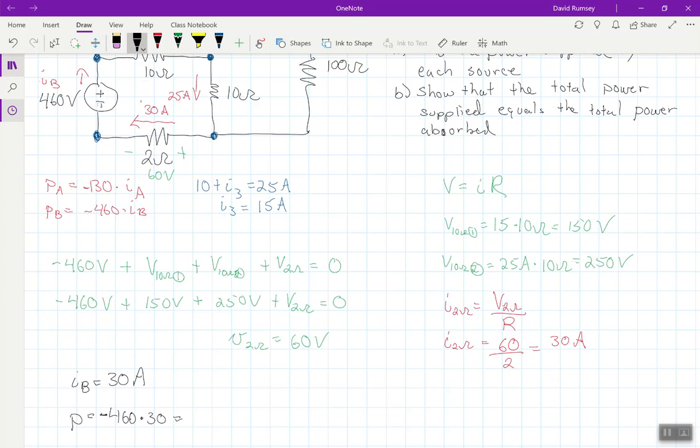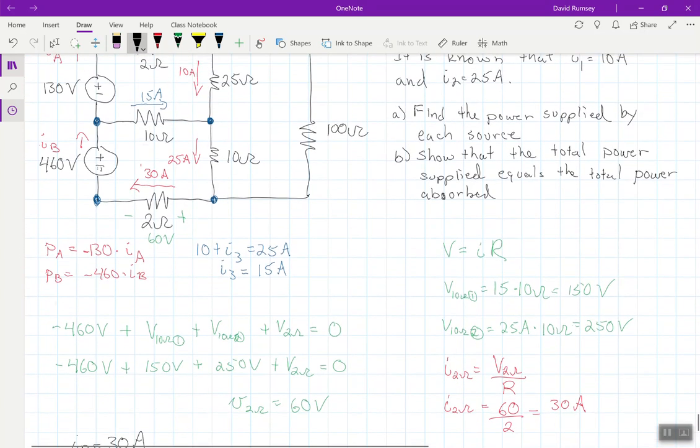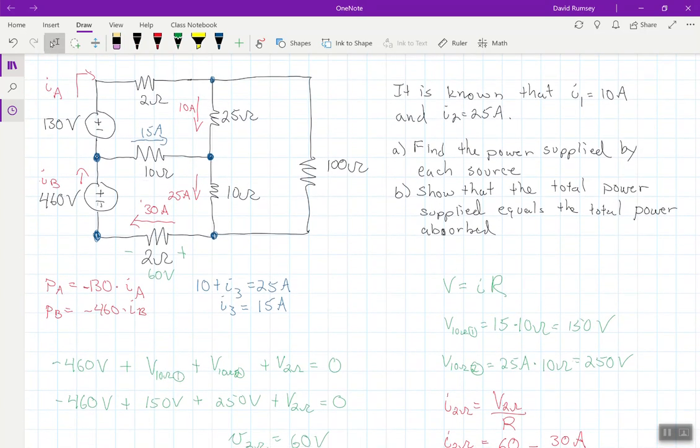And I'm going to go ahead and use my calculator on this so I don't make a silly arithmetic mistake. And we get negative 13.8, and I'm using engineering notation here, kilowatts. Which of course is a lot of power, but the values here again that we've picked in this problem are chosen to make it easier for computations.